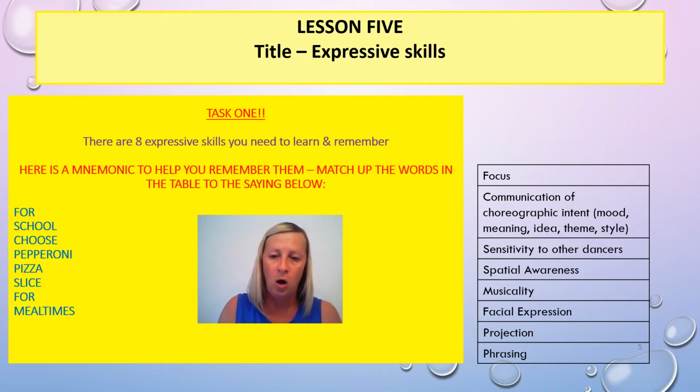So task 1, before we talk a bit more, is to match up. So the F would obviously be focus, and then I want you to pause this screen now and match up the other 8 skills to the words. We always find Year 11s always tell me that they can remember things better if I involve food. So for school, choose pepperoni pizza slice for meal times. And that helps us to remember the 8 expressive skills for dance. So have a go at matching them up. When you're ready, press play.